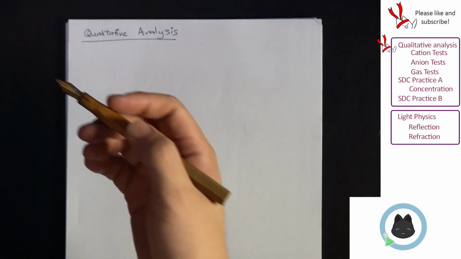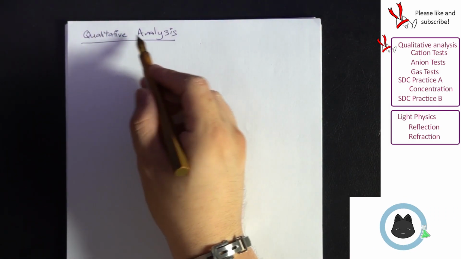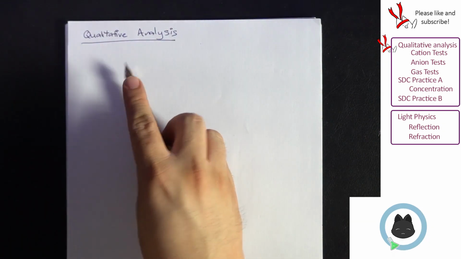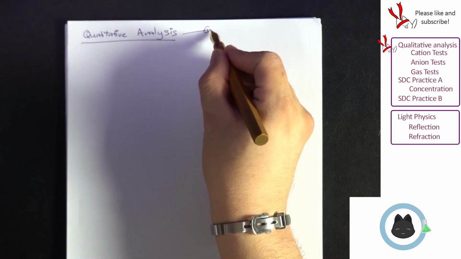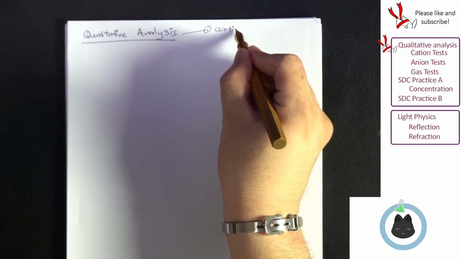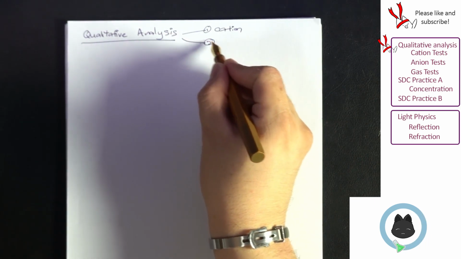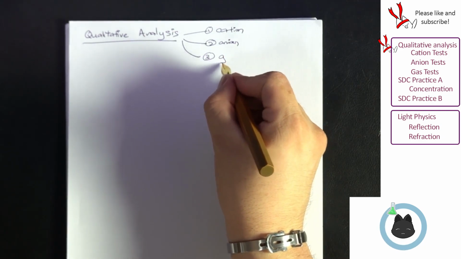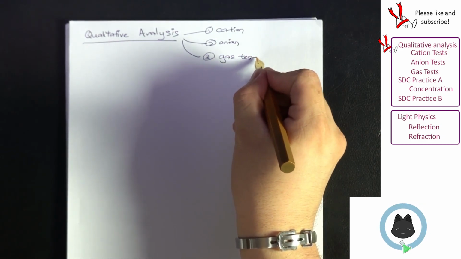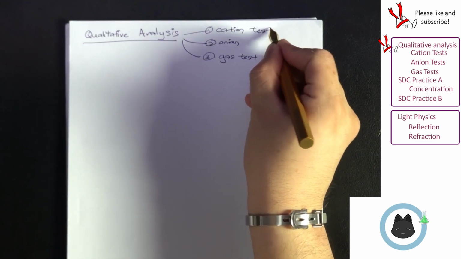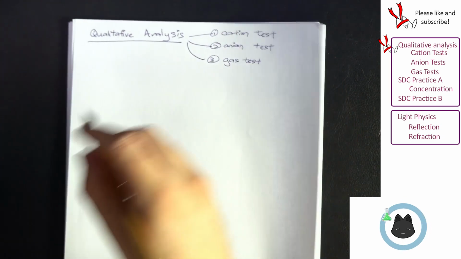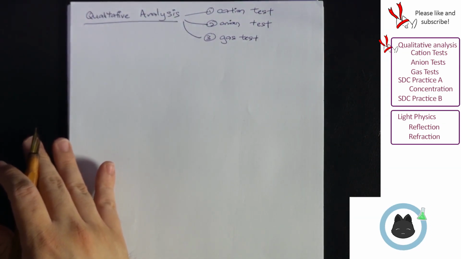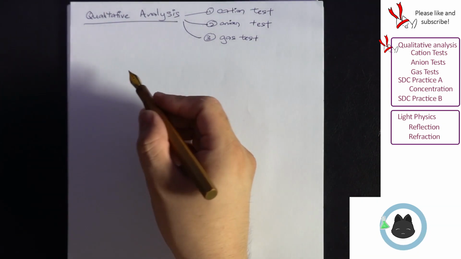So the topic she's currently teaching is called qualitative analysis. In total, there's actually 3 parts to it. The first part is what you said already, cation. The second part is anion. Actually, there's a third part called gas test. So there's cation test, anion test, and then gas test in total.